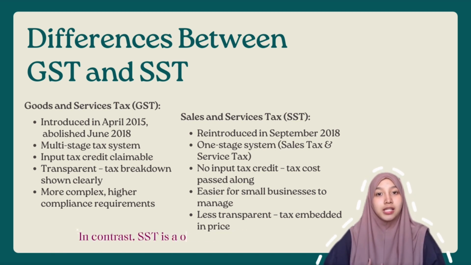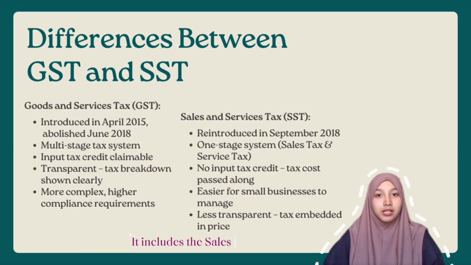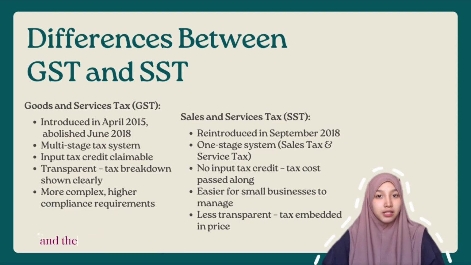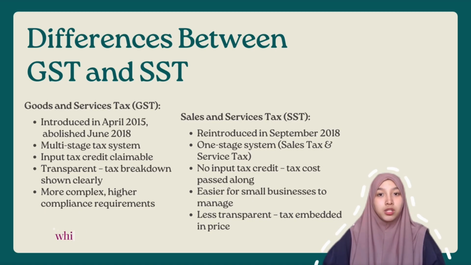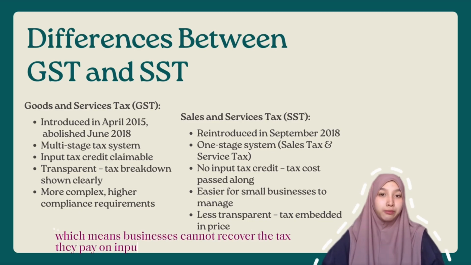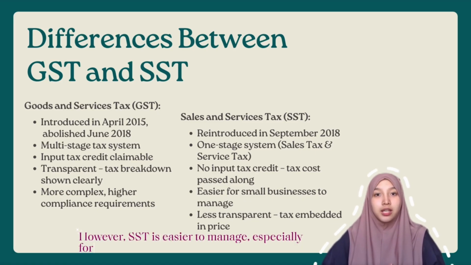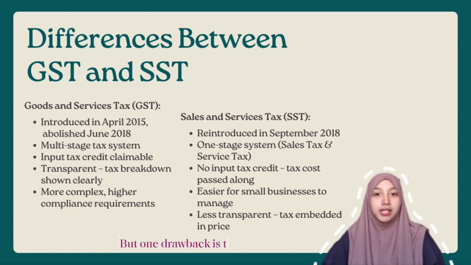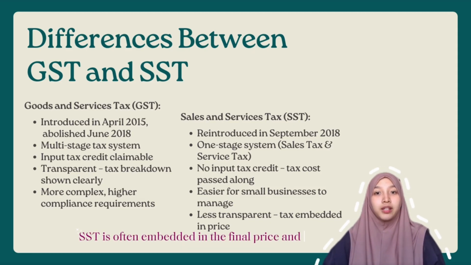In contrast, SST is a one-stage tax system that was reinstated in September 2018. It includes the sales tax applied to manufacturers at a rate of 5%, 10% or a special rate, and the service tax charged at 6% on selected services. SST does not allow input tax credit, which means businesses cannot recover the tax they pay on inputs. This increases the cost of doing business. However, SST is easier to manage, especially for small businesses, because it has fewer reporting requirements. But one drawback is transparency. While GST is shown clearly on the receipt, SST is often embedded in the final price and not easily visible to consumers.